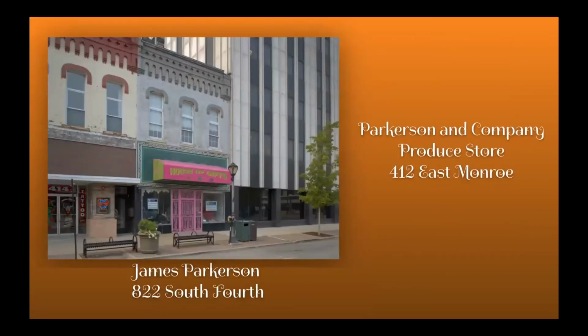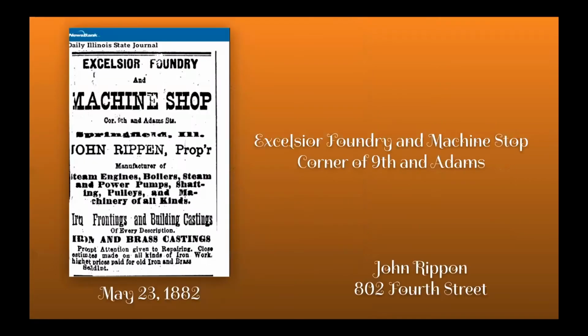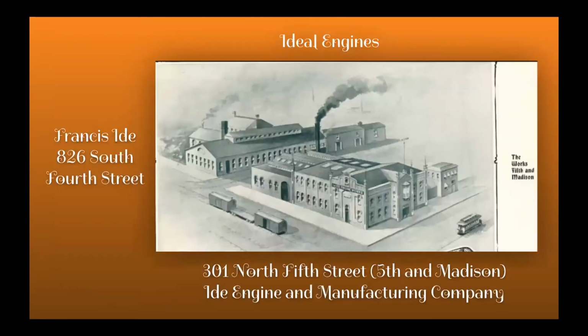James Parkerson to his produce store at 412 East Monroe. It is the building with the pink awning, House of Gifts. John Rippon, at the age of 74, still ran his Excelsior foundry and machine shop at 9th and Adams. And Francis Ide, age 31, had taken over his father's engine manufacturing company at 301 North 5th.